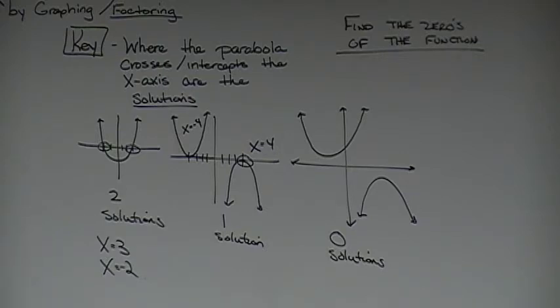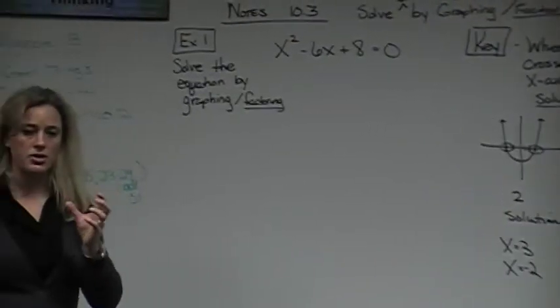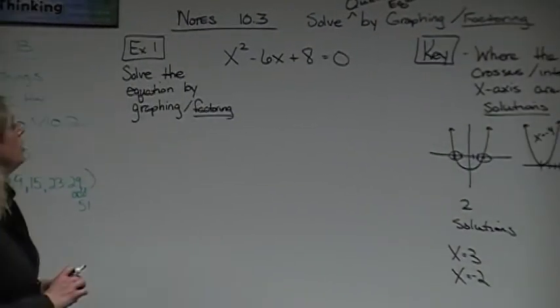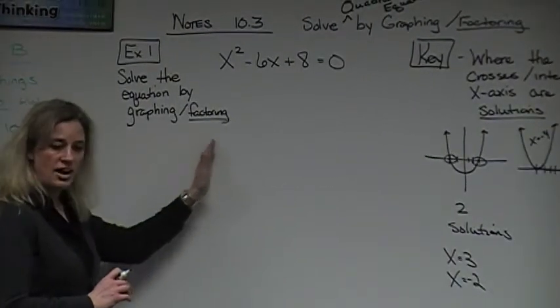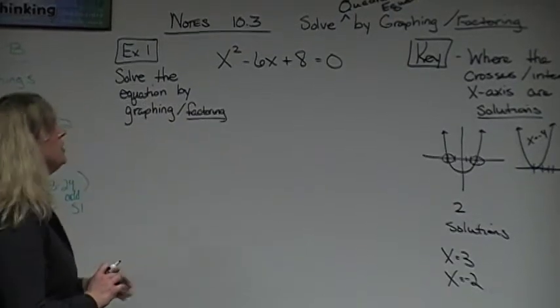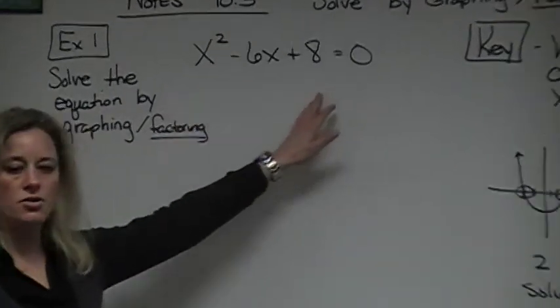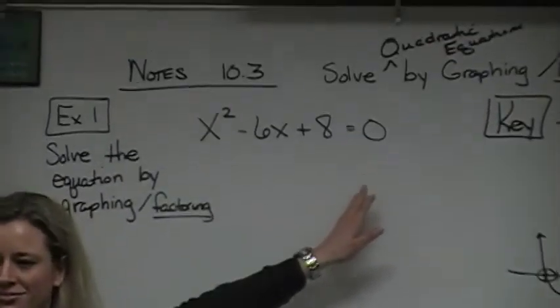Now we're going to get into actually constructing a parabola ourselves and solving by graphing. That's where I added this little factoring piece in. Look at this quadratic. First of all, we understand that it's set equal to what number? Zero.